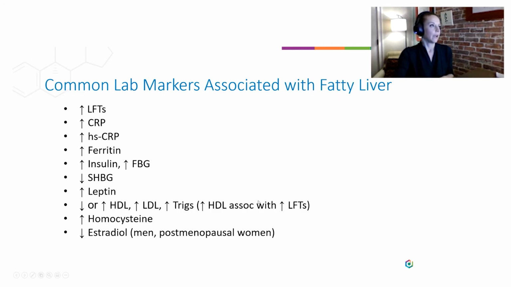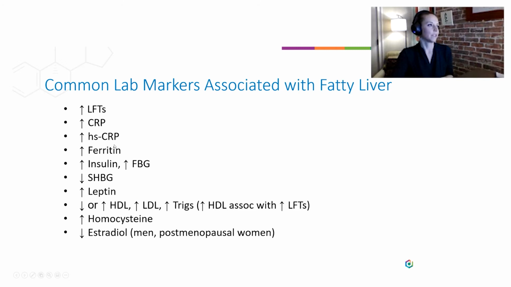So common lab markers that are associated with fatty liver are everything that you would see in metabolic syndrome, interestingly. And they're talking about, at least in some of the articles, moving from non-alcoholic fatty liver nomenclature into metabolic associated fatty liver. And what that just means is that we're trying to get away from talking about it in terms of alcohol use and get into more the metabolic associations.